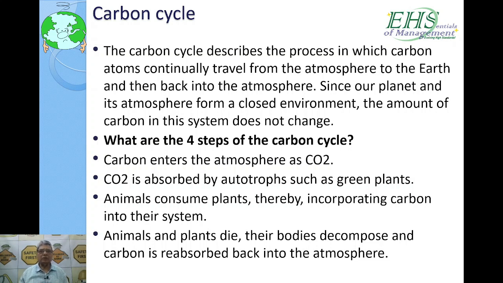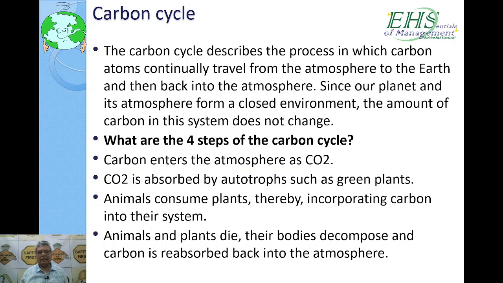What are the four steps of the carbon cycle? Carbon enters the atmosphere as CO2. So there is a presence of carbon dioxide in the atmosphere. CO2 is absorbed by autotrophs such as green plants. We know that green plants inhale carbon dioxide, and with the help of photosynthesis, they convert the carbon dioxide and water into their food, that is glucose and different sugars.